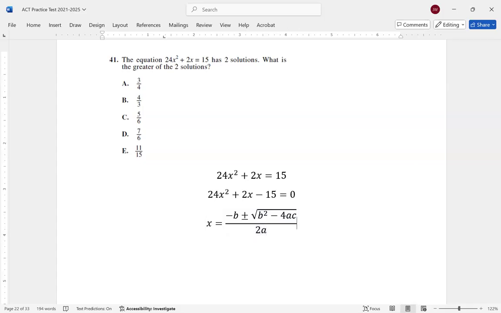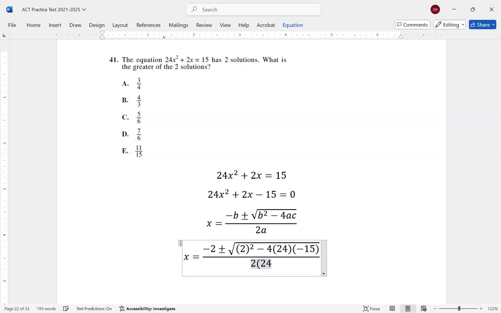b, c, and a are the coefficients of these terms. B is the coefficient of the x term, A is the coefficient of the x squared term, C is the constant term. And so if we're doing that in this case, what we would get is opposite of 2 plus or minus the square root of 2 squared minus 4 times 24 times a negative 15, all divided by 2 times 24.